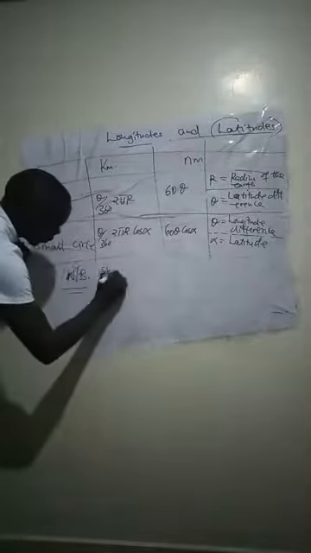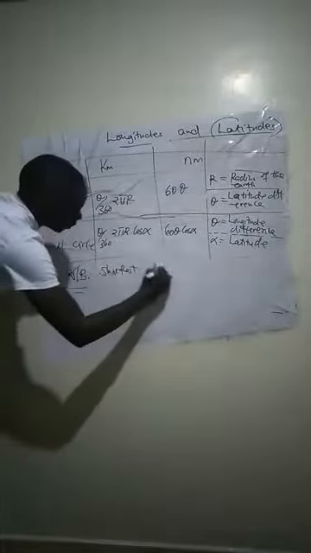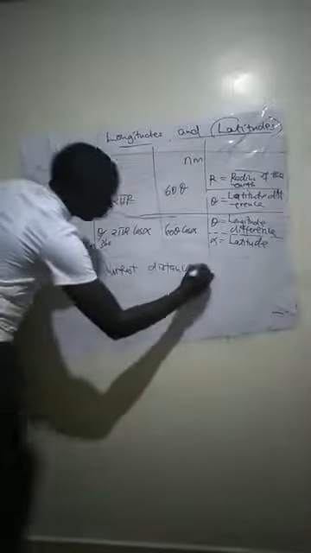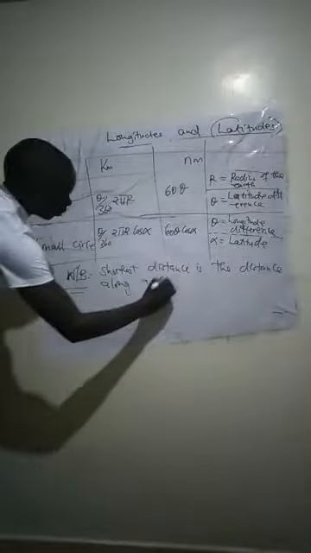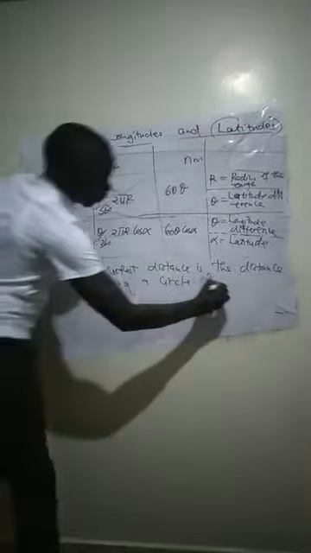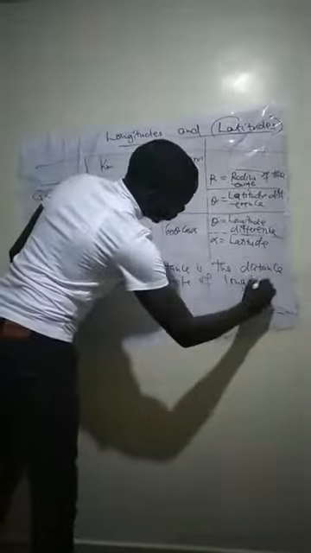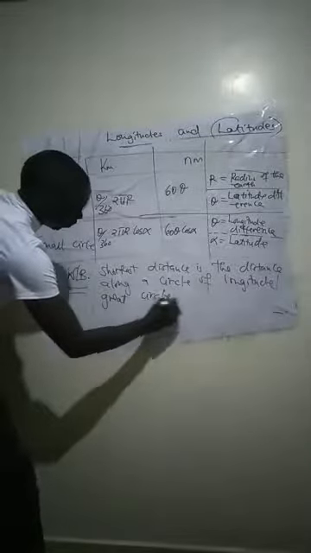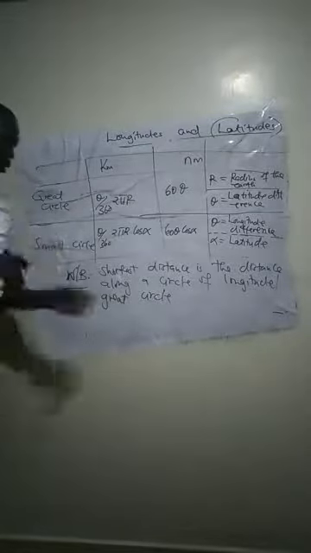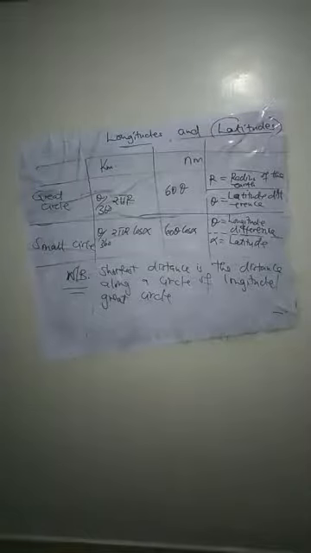So, shortest distance is the distance along a circle of longitude, or simply great circle. That's it. Find the shortest distance. It is a distance along a great circle. And that is it for distance.